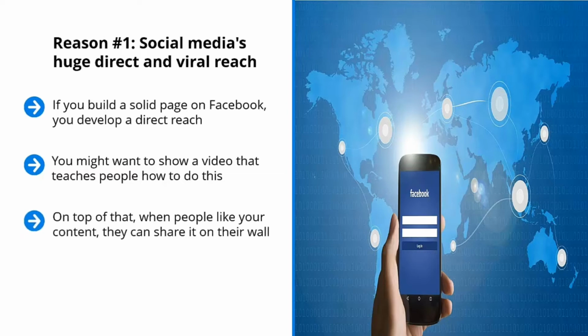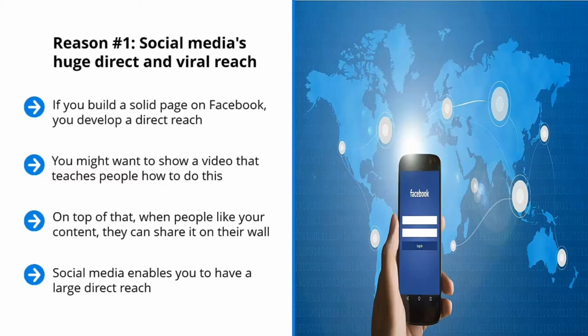On top of that, when people like your content, they can share it on their wall. Since people on Facebook have friends and their friends have friends, this can easily have an exponential effect. In fact, even if your page only has 100 likes, but these are real people with real friends, don't be surprised if one of your posts gets really viral and spreads all over the place. Social media enables you to have a large direct reach. It also provides you with a tremendous opportunity to enjoy an exponential content coverage.